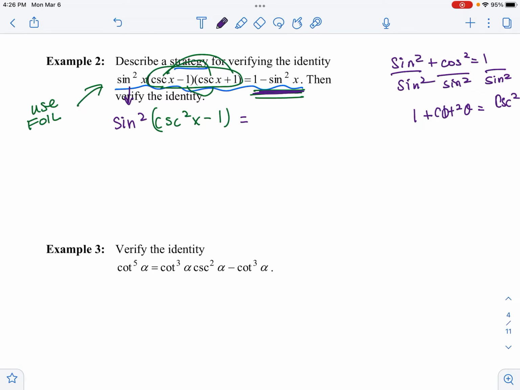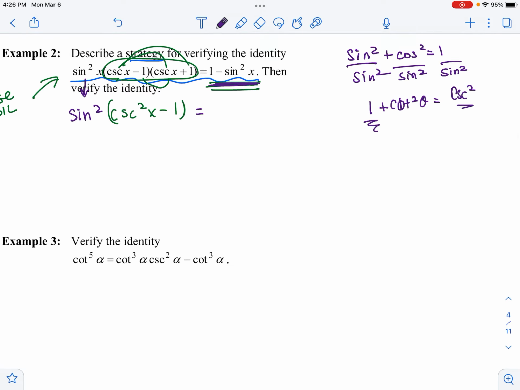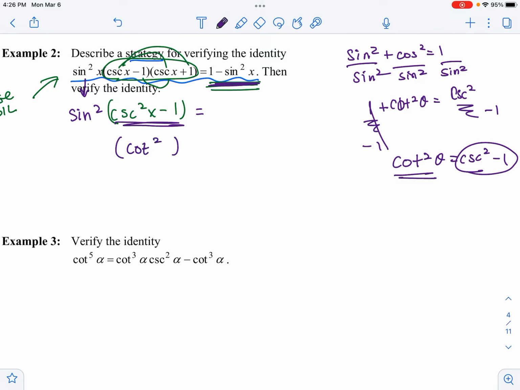So I can see here, look, I've got a 1 and a cosecant squared. So I'm going to subtract that 1 over, and I get cotangent squared equals cosecant squared minus 1. So this, I see, is right here, so I'm going to replace it with cotangent squared. Remember, I'm still looking to get everything the same as 1 minus sine squared. I'm getting closer. I see sine squared times cotangent squared.